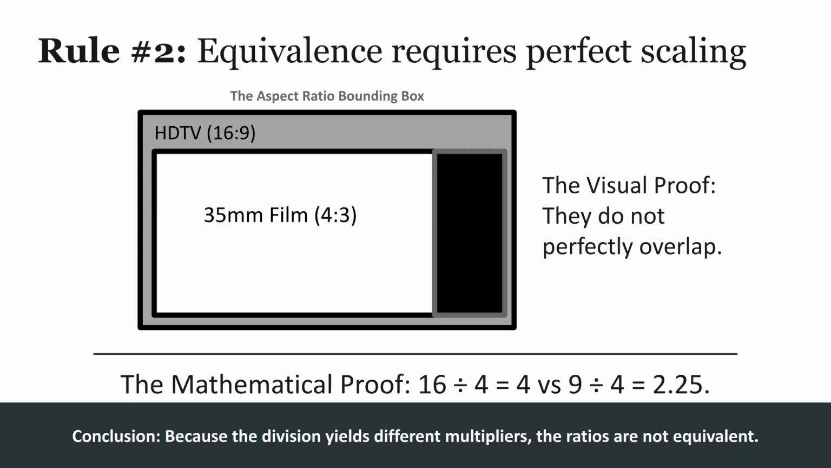Rule number 2, equivalence requires perfect scaling. If you look at the aspect ratios of different film formats, you can see visually and mathematically that they do not match. If the multipliers differ, the ratios are not equivalent.